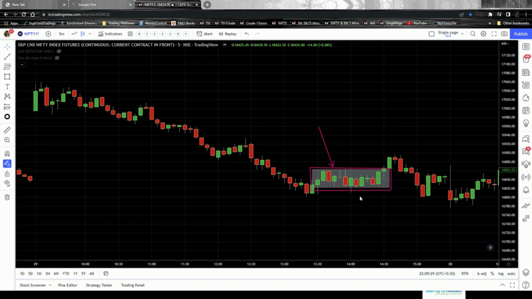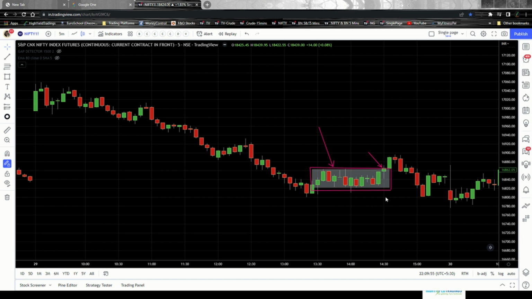Right? So after consolidation, what is the expectation? The expectation is either it will go up or it will come down. Now, in this scenario, what actually happened was the breakout happened in the upward direction. This candle you see there, the 2:30 p.m. candle, this was the candle which actually breached the consolidation zone and closed above it.